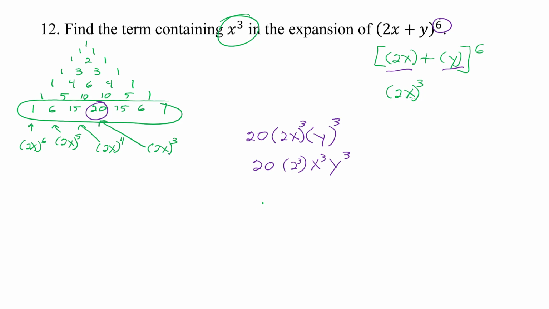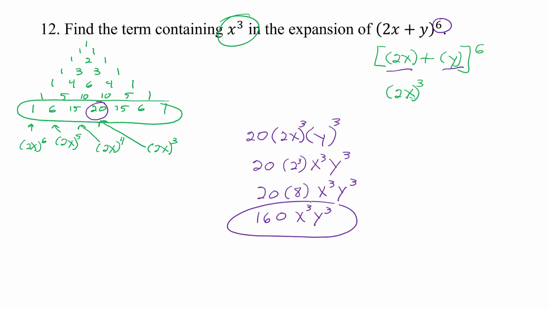We just have to simplify here. So we're going to have 20 times 8 x cubed, y cubed. 20 times 8 would be 160. And so we end up with our term containing x cubed is going to be 160 x cubed y cubed. And that would be our last problem for today.